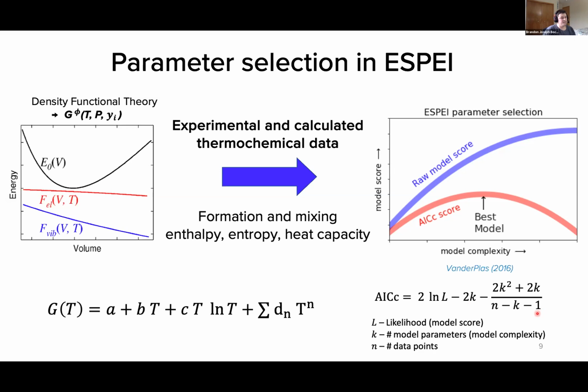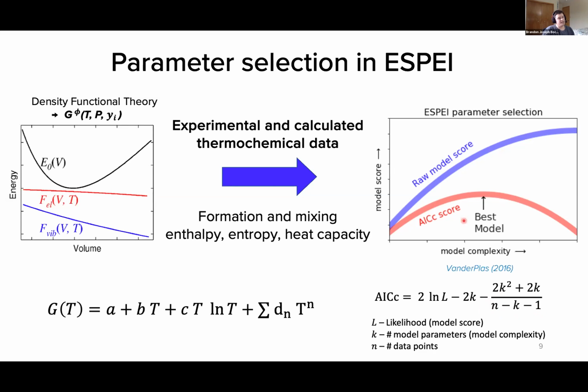And so this term has an additional penalty. If you have a small number of data points, then the denominator, of course, will be smaller here, and we'll have a larger penalty when we have a small number of data points for having complex models.